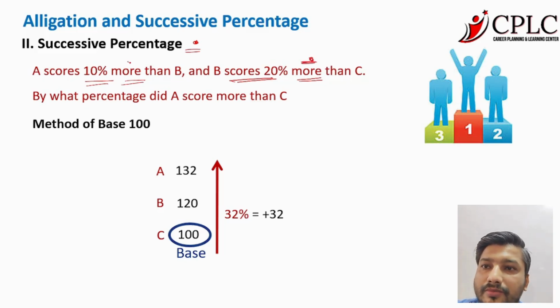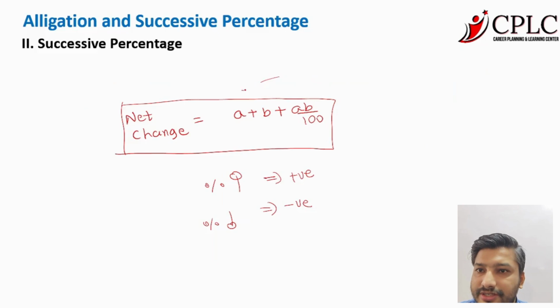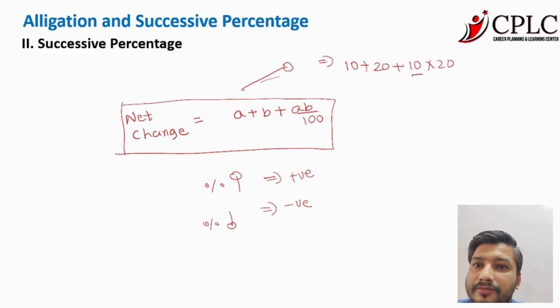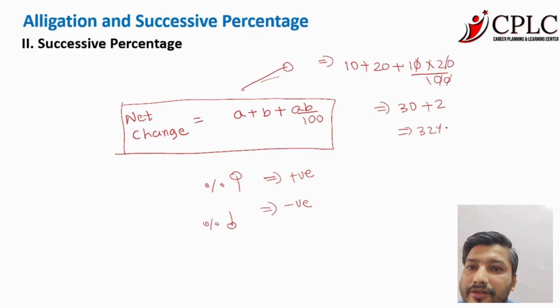So very clearly this word "more" tells us that both these are going to be percentage increases. So obviously they are supposed to be positive numbers. So if we just substitute in the formula, same formula, so what do we have? Let's take A as 10 for example, and B as 20. So this becomes this. Obviously these two zeros will get cancelled off, and then you have 10 plus 20, which is 30, and 30 plus 2 becomes 32%.